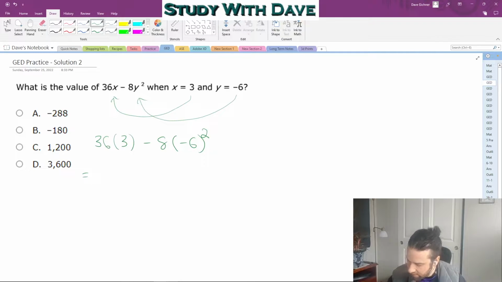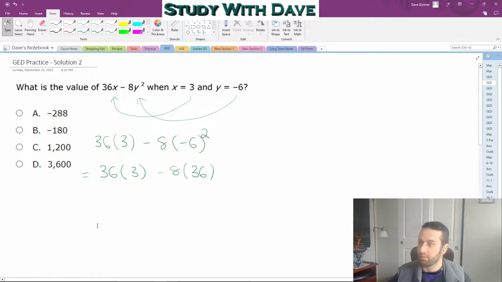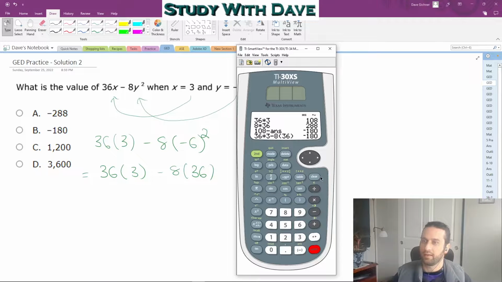And that can be rewritten as, well, let's just go ahead and take care of this exponent first. Negative 6 times negative 6 is positive 36. And then we can just put this right into our calculator. That's probably the quickest and easiest thing to do. So you'll just do 36, and any number right next to another number inside parentheses, the calculator will just look at that as multiplication. So you can just put it into the calculator just as I've written it.